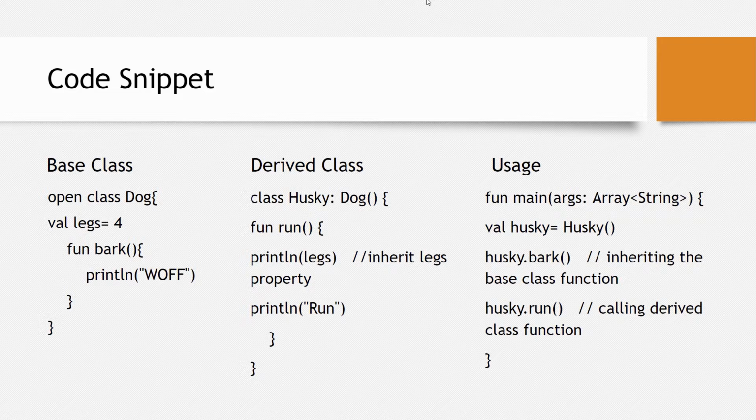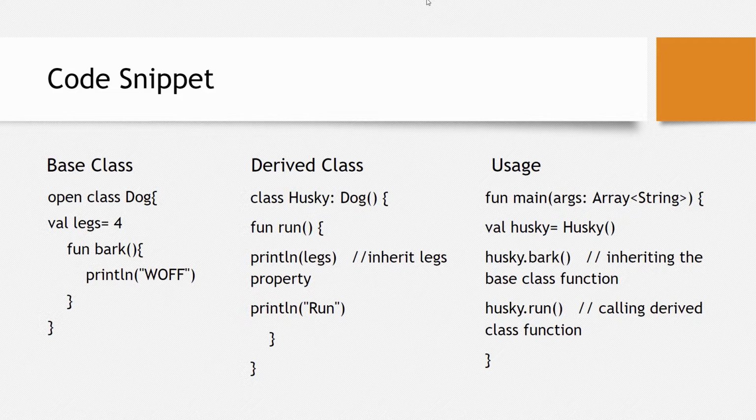Then you derive it. Now, as you can see, the base class, the class name is dog. Dog has 4 legs. We took a variable as legs, and it has 4 legs. So the property is legs, and the value is 4. And the class is open. So to open the class, we use the keyword open before the keyword class.